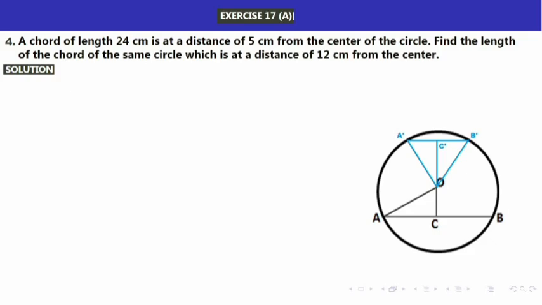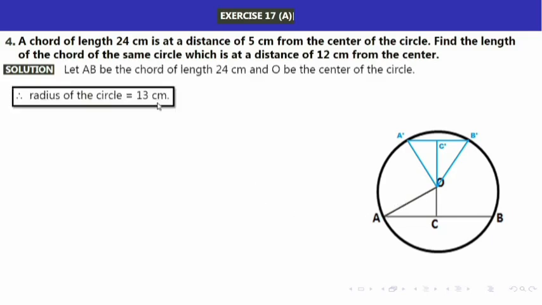First and foremost, let me draw the diagram. Forget about this blue line, just read the first sentence. A chord of length 24 centimeters is at a distance of 5 centimeters from the center. So this AB is of length 24 centimeters, and this distance OC is given to be 5 centimeters. Now will you be able to calculate the radius? Obviously, it's like the earlier problem. First find OA. That part I am not going to show, so you will find it by yourself, and it should turn out to be 13 centimeters.